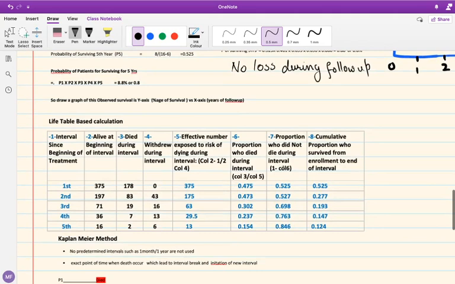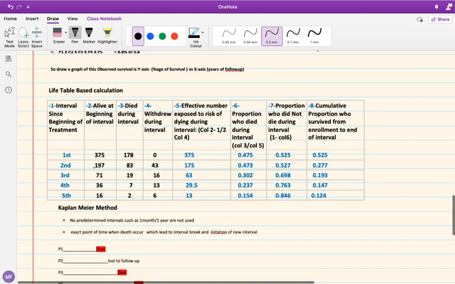So one thing we can do is that we assume that there are a certain number of individuals who not only died but also withdrew during the interval. So how to do those sorts of calculations? The calculations are pretty straightforward. Just look at this calculation. This is a hypothetical way.